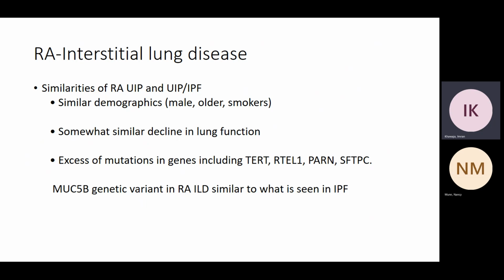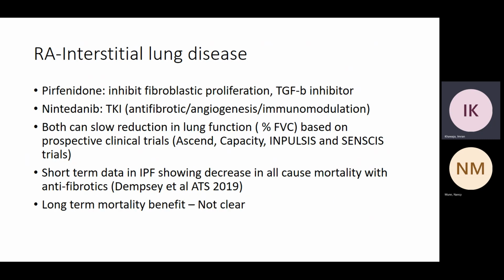And there are significant similarities between the rheumatoid arthritis UIP and the IPF UIP. They have similar demographics. There is similar decline in lung function. There are different mutations that were seen in both diseases, but prognosis-wise, IPF is much worse.